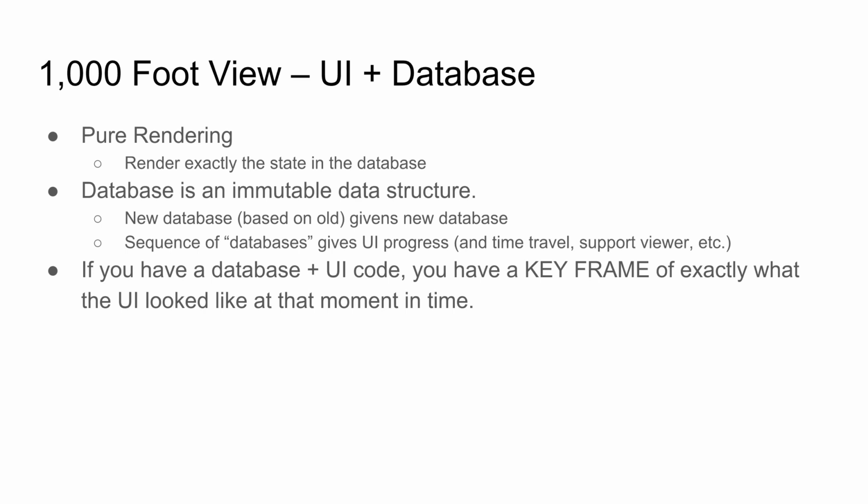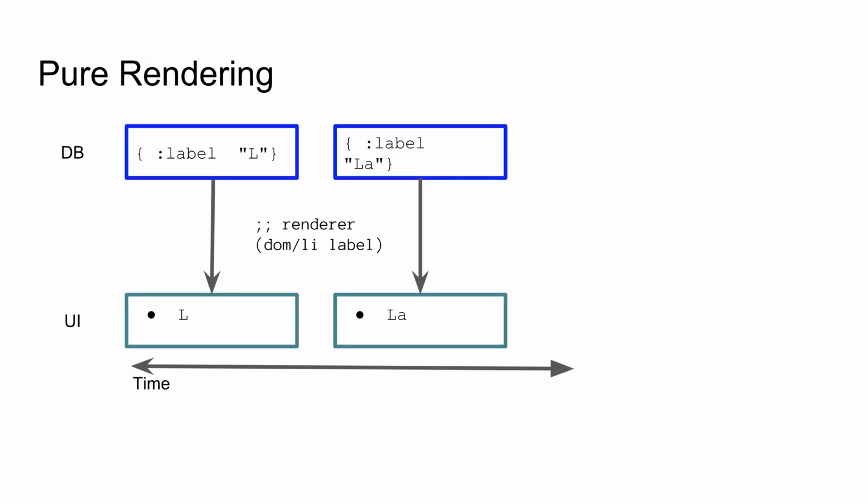And so the basic thing you need to know from the 1,000-foot view is if you have a database and you have the UI code, you have a keyframe of exactly what the UI looked like at that moment in time, or will look like at the new moment in time. So this is kind of a diagrammatic view of that. I've got my database, state is changing over time. I have some renderer like a DOM list element rendering that label, and then my UI is just changing over time. And I can go in either direction on this.